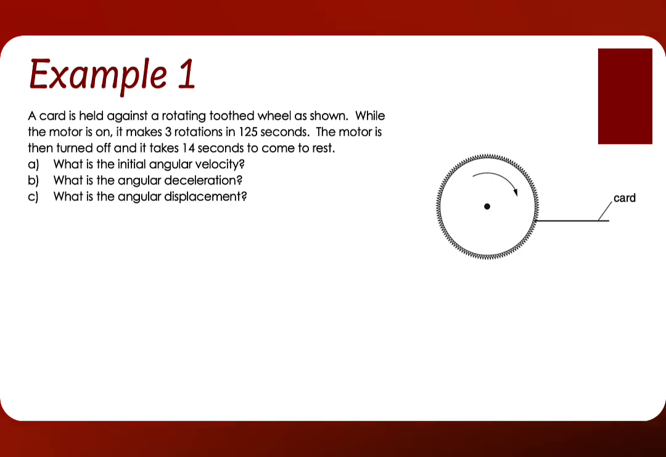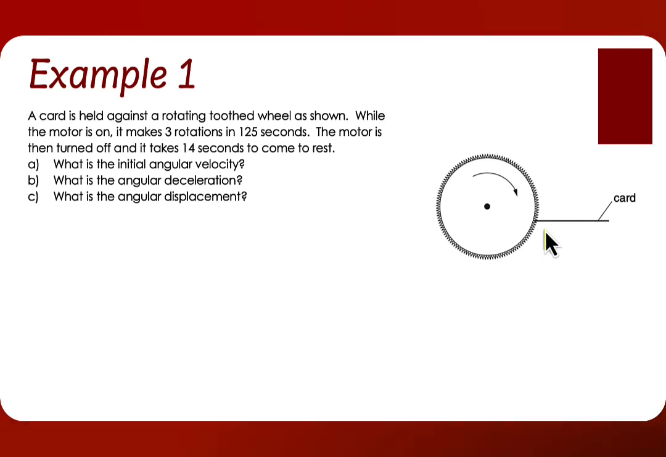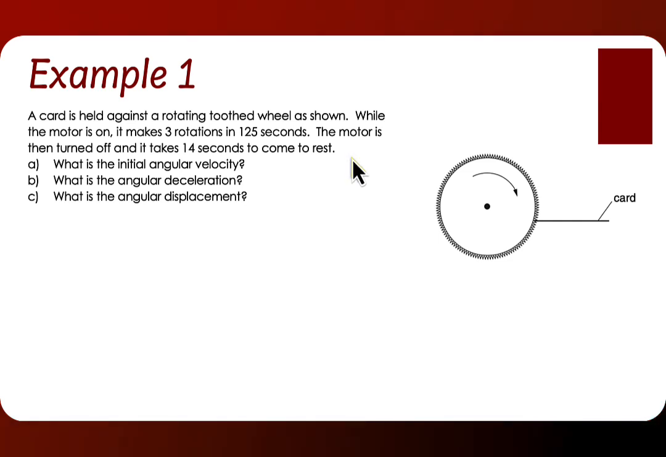So let's go through an example. We have a card held here against a tooth wheel, and as the motor's turned on, it says it makes 3 rotations in 125 seconds. At this point, we're going to assume it's moving at a constant speed. It then is turned off and takes 14 seconds to come to rest.